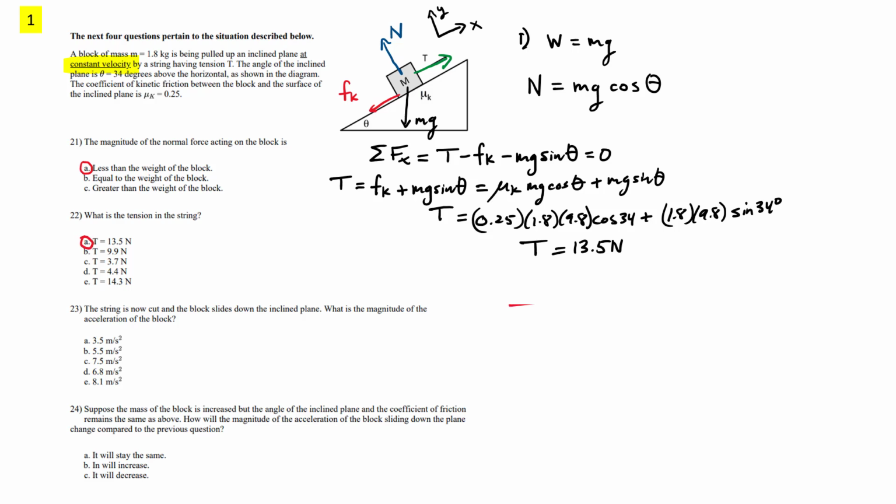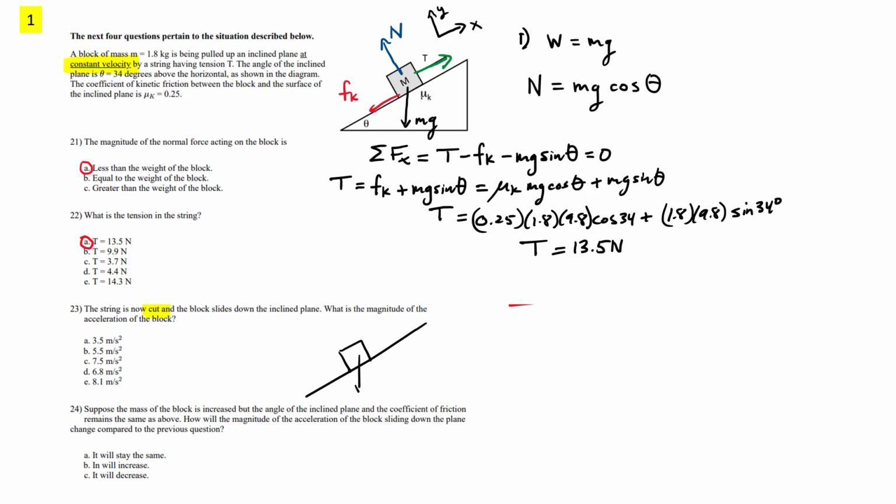The string is now cut. Okay, so what does that mean? Well, it means there's no more tension, and the block slides down the inclined plane. What is the acceleration of the block in this case? We have to be a little bit careful with this problem, because if the string is cut, I would suggest you redraw a free body diagram.